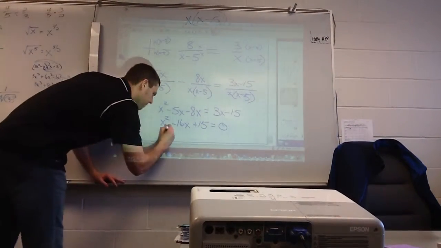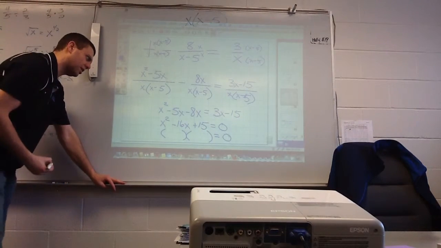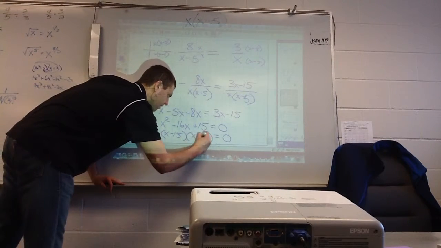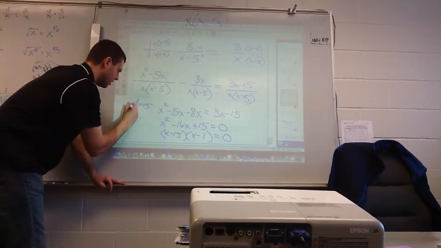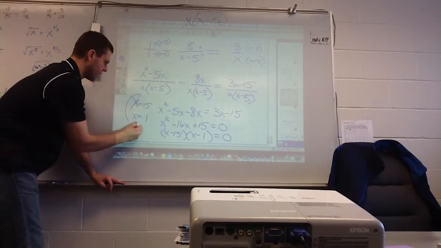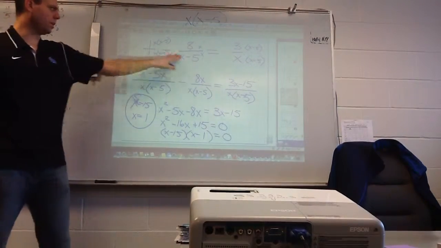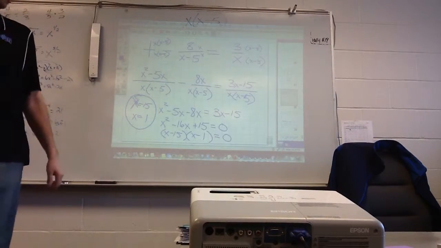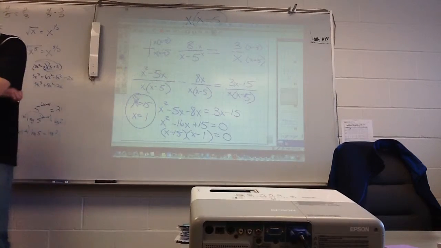That's factorable. What multiplies to 15 and adds to negative 16? Negative 15 and negative 1. So therefore x equals 15 and x equals 1. Test both answers. Okay? Plug 15 in, see if it works. Plug 1 in, see if it works. I'll save you the time for right now for class purposes. They do both work, so in this case, both answers are acceptable.